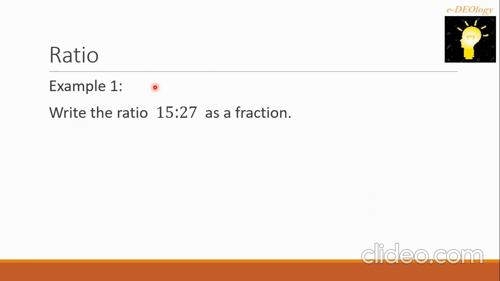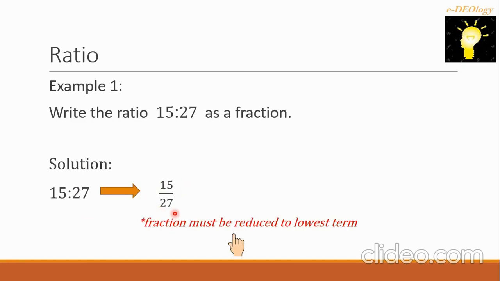Let's have example 1. Write the ratio 15:27 as a fraction. So for our solution, the 15 corresponds to the A, the 27 for the B. We can write the 15 as the numerator and the 27 as the denominator. So this is now the fraction.